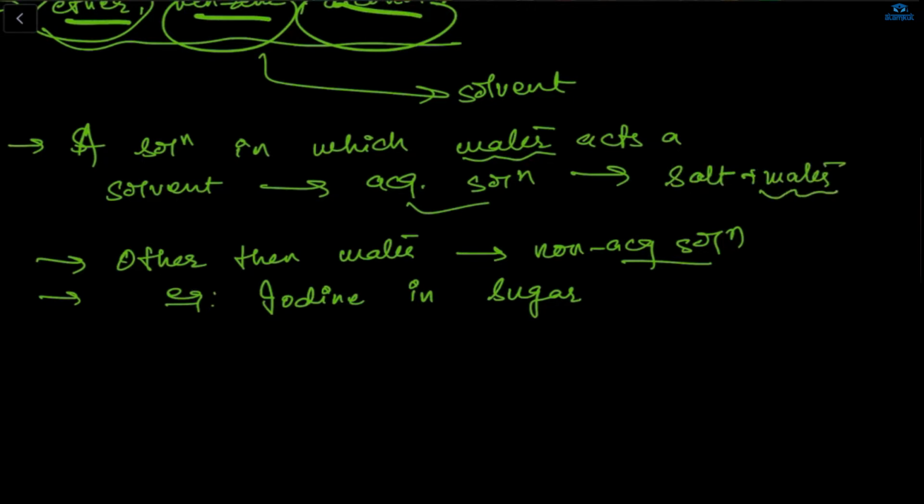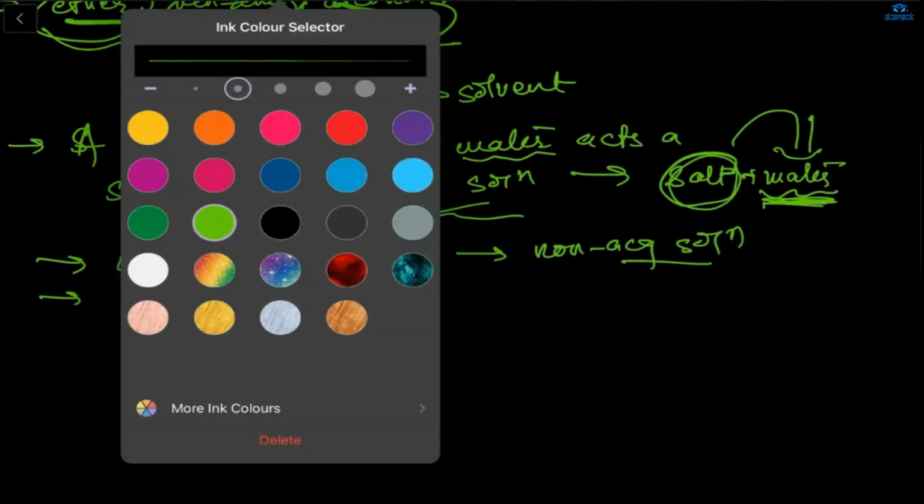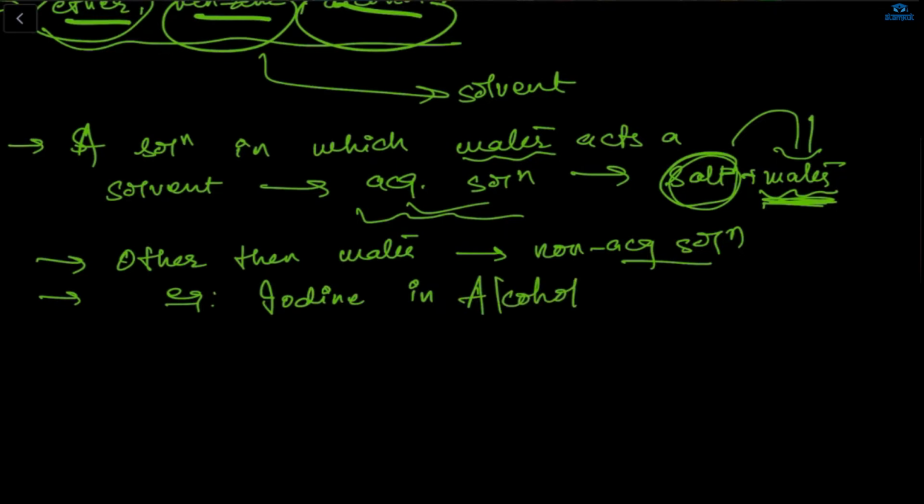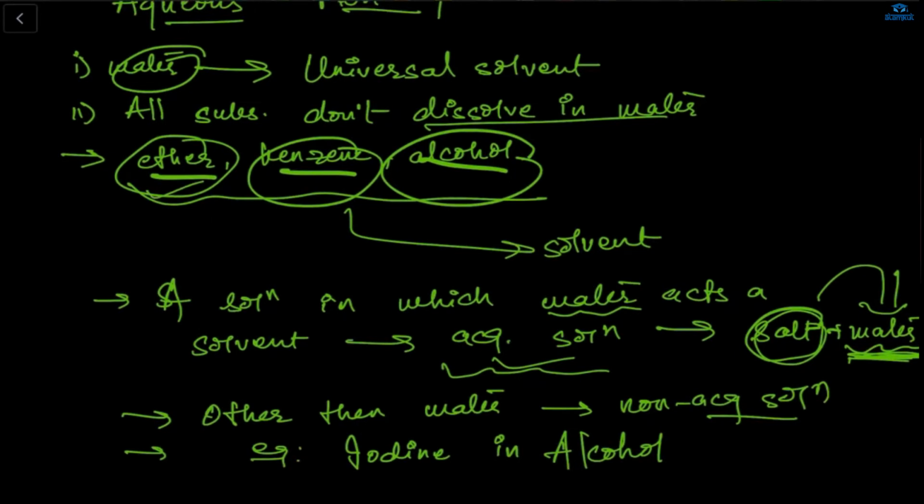Why? Because this is a solute which is dissolving in this water solvent. That's why it is known as the aqueous solution, and other than water is known as the non-aqueous solution, like iodine in alcohol, not in sugar. Iodine in alcohol. Yes, because alcohol acts as a non-aqueous solvent. Here the examples: ether, benzene, and alcohol. Okay, so these are the non-aqueous solutions.